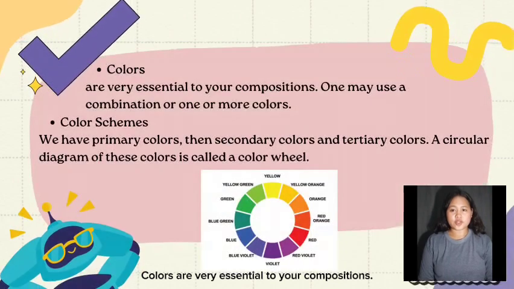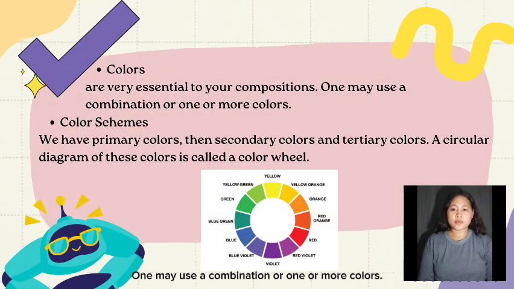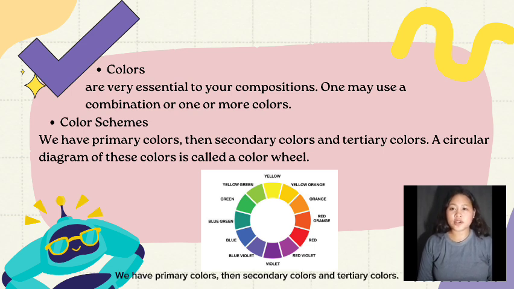Colors are very essential to your compositions. One may use a combination of one or more colors. Color schemes. We have primary colors, the secondary colors, and tertiary colors. A circular diagram of these colors is called a color wheel.